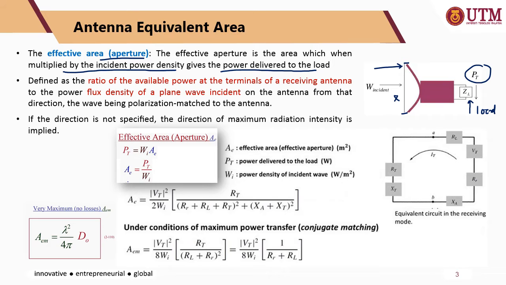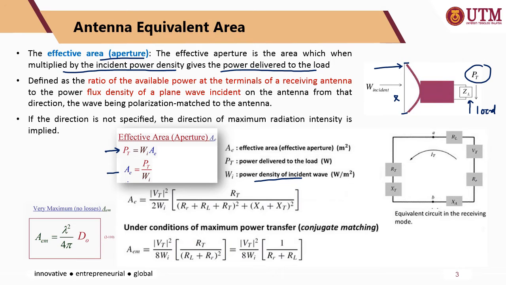Okay, the antenna equivalent area or the effective area is defined as the ratio of the available power at the terminals of the receiving antenna to the power flux density of a plane wave incident on the antenna from that direction. From this direction, the incident power multiplied by the effective area results in the total power at the receiving terminals. So mathematically, the total power PT delivered to the load is given as Wi multiplied by AE. Wi is the power density of the incident wave, the incoming wave, multiplied by the effective area in meters squared.